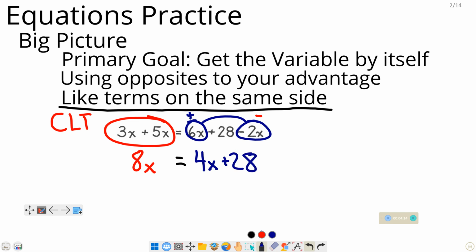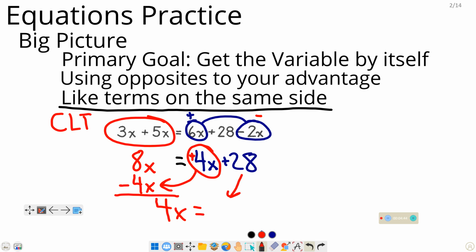Now, once again, now that I have combined like terms, I can begin to use opposites to our advantage. I'm going to go ahead and take this positive 4x to the other side by doing a side-side flip. The opposite of a positive is a negative 4x. That's a side-side flip. When I subtract, 4x equals, this 28 did not change.